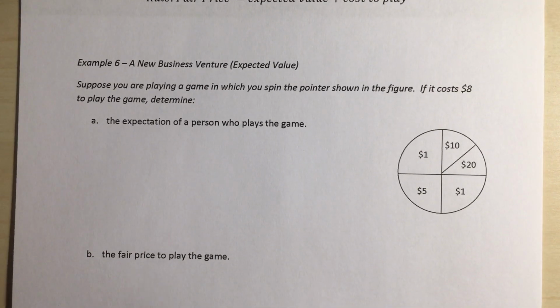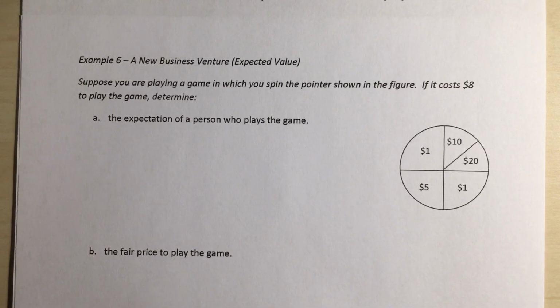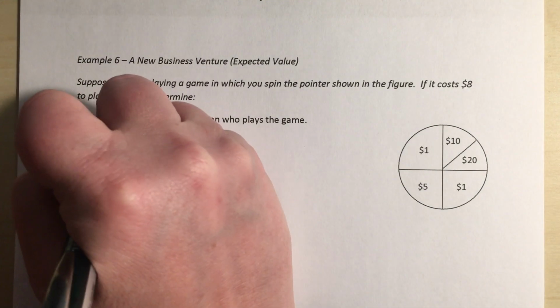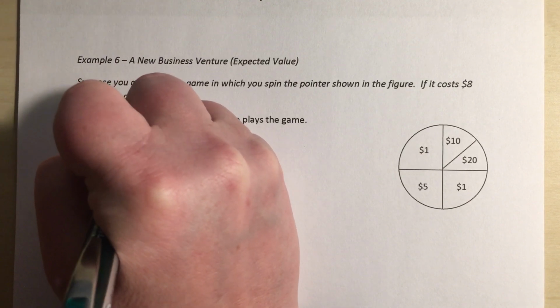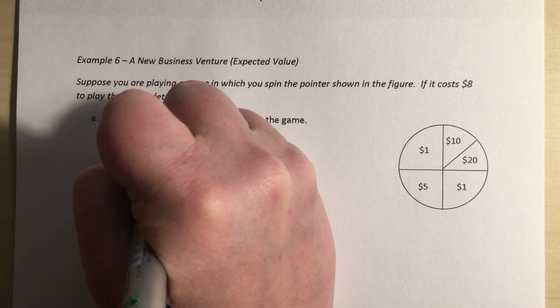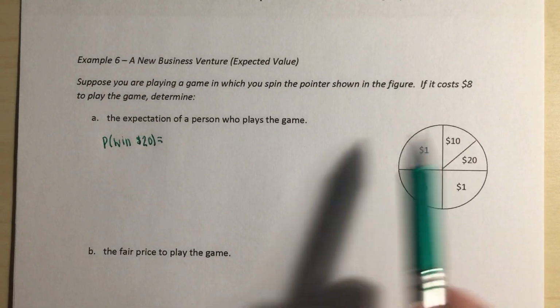Right, so what we have here is this little picture, supposed to be a little spinner. Suppose you're playing a game in which you spin the pointer shown in the figure. If it costs $8 to play the game, determine the expectation of a person who plays the game. We're going to list off all of our different possibilities. One possible outcome would be that we would win $20.